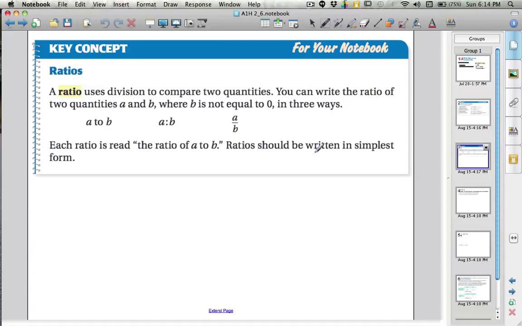And if we look at a ratio, it uses division to compare two quantities. I can write ratios of two quantities, A and B, in three different ways. I can say it's A to B with the word. I can do A colon B, so the ratio of A to B is also read A to B. And also A divided by B, which as a ratio is also read as A to B. And you always want to write ratios in the simplest form, meaning if there are common factors in the numerator or the denominator, or to the right and left side, I would want to eliminate the common factors to put the item in its simplest form.